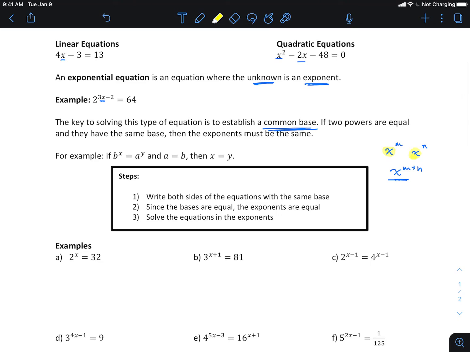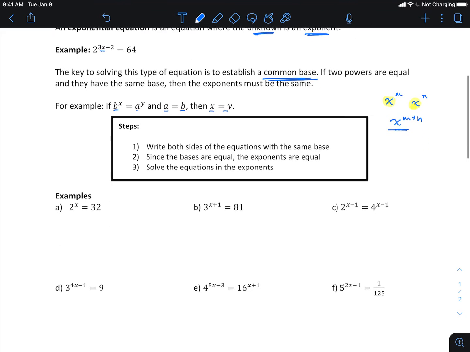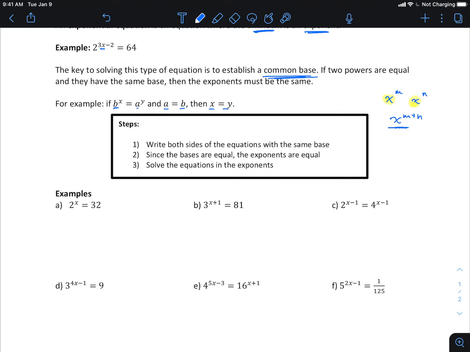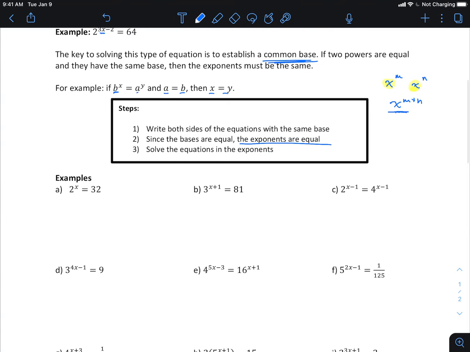So, for example, if b to the x is equal to a to the y, and a equals b, then x equals y. That's a whole bunch of mumbo jumbo, I get that. It'll make more sense when we throw some numbers in there. So, here are the steps. Step 1: you can write both sides of the equation with the same base. Since the bases are equal, then the exponents are equal. We'll maybe revisit this list after we do a couple questions. Then solve the equations in the exponents.